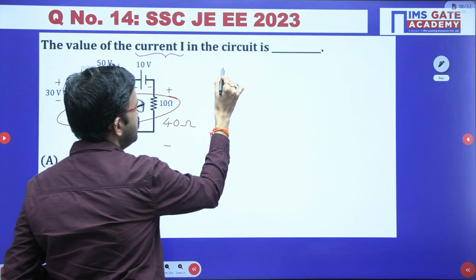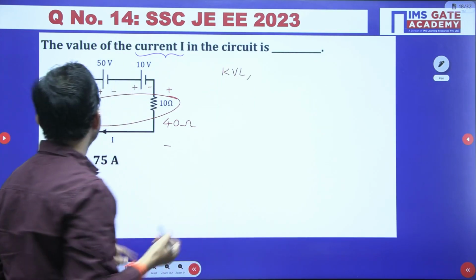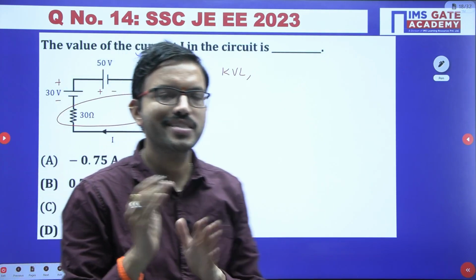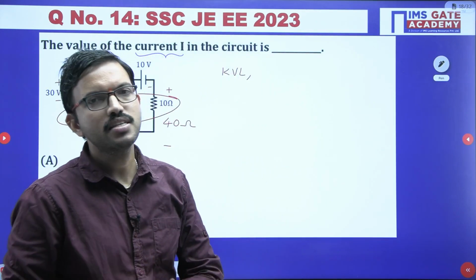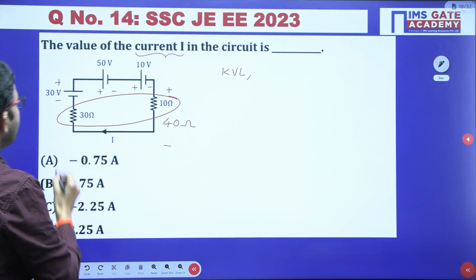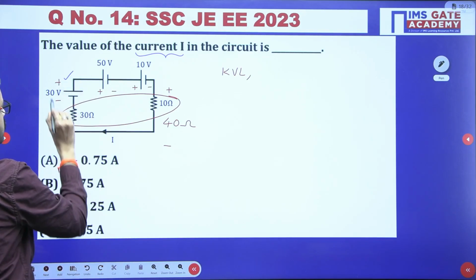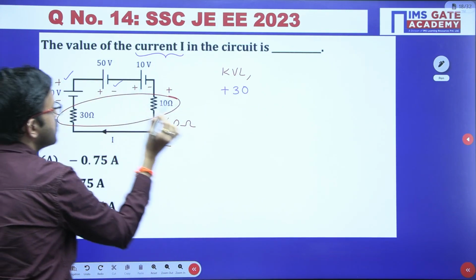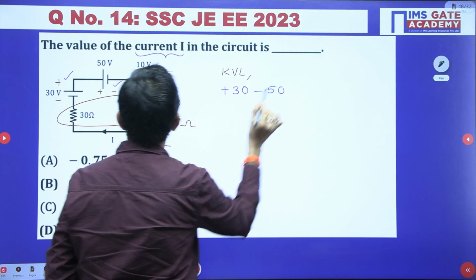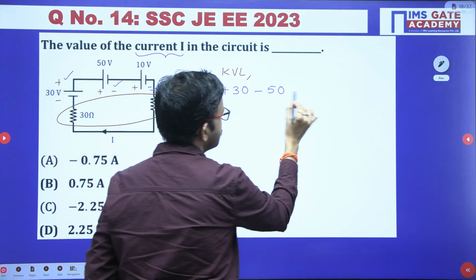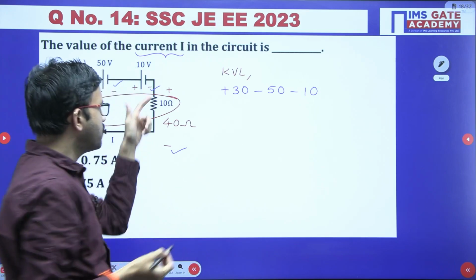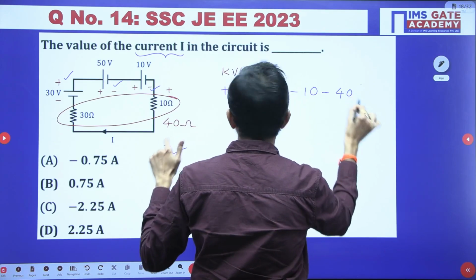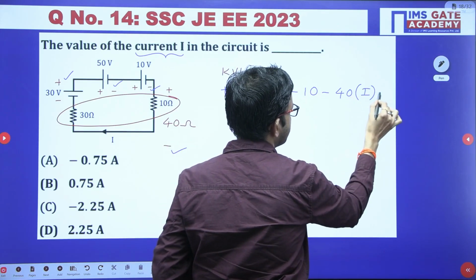I am applying KVL. When you are applying KVL in any closed path, for every element you can consider the second polarity, or for every element you can consider the starting polarity, no issue. For the time being I am considering the second polarity, minus to plus: plus 30, then minus 50, then minus 10, then minus 40, the resistor is 40 into current I, equal to 0.